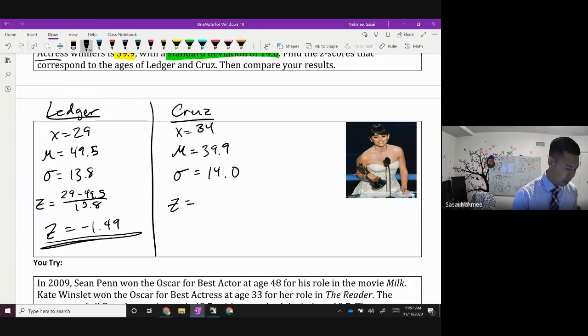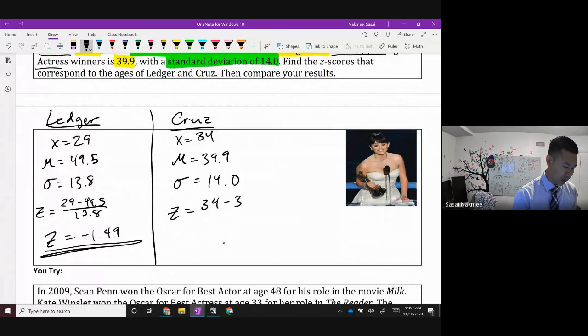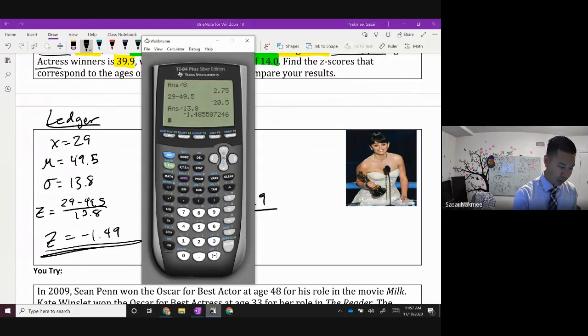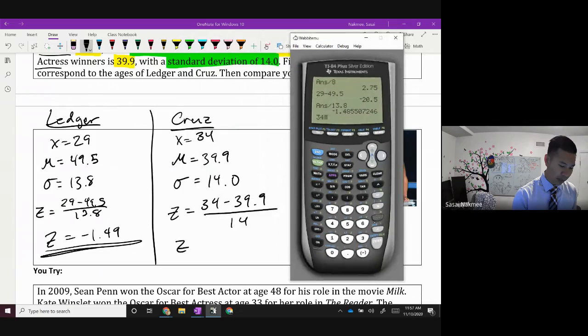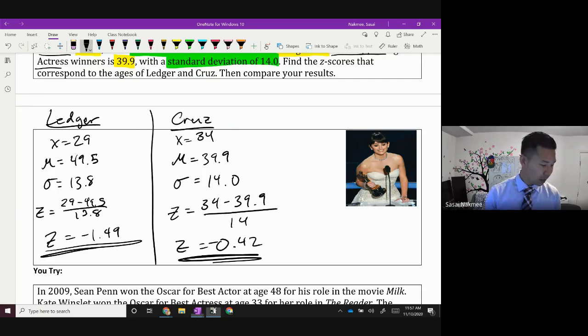And Penelope Cruz, is that Penelope Cruz? I already forgot her name. Yeah, Penelope Cruz won it when she was 34 years old. She is definitely younger than the average of 39.9, right? So her z-score is going to be 34 minus 39.9, divided by 14. Her z-score is negative as well, negative 0.42. So she's younger than the average as well, but not that much younger. Same thing with Ledger. He was younger, but he's not that young compared to everyone else's average, right?